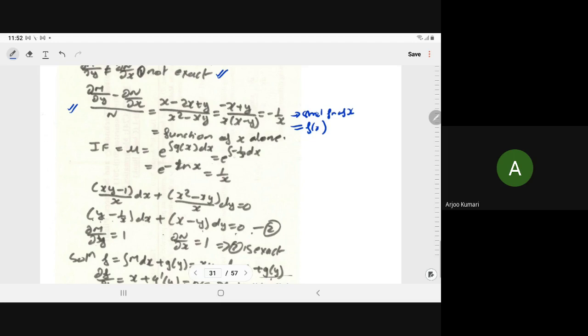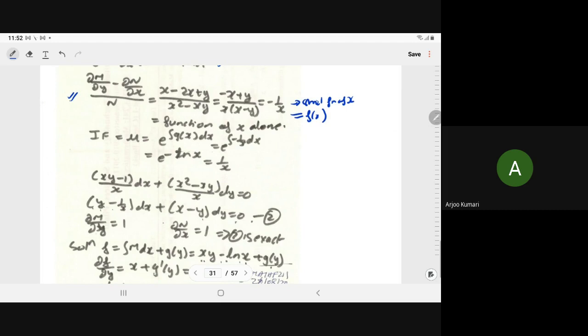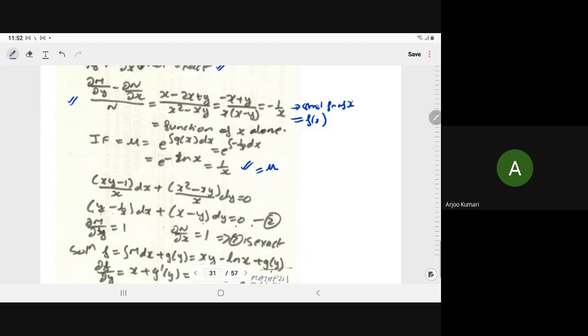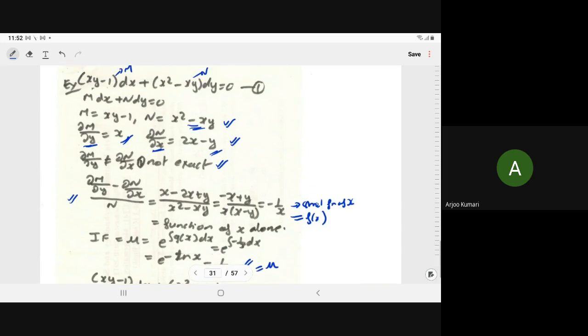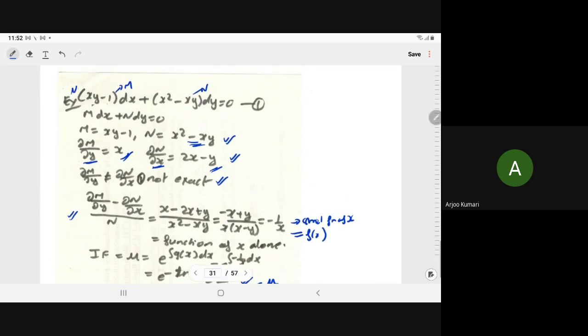So e to the power integral of minus 1 upon x dx. So it is e to the power minus ln x, or it is 1 upon x. So now you can say mu is equal to 1 upon x is the integrating factor for the given equation. Now, in the given equation, you multiply with mu, 1 upon x.